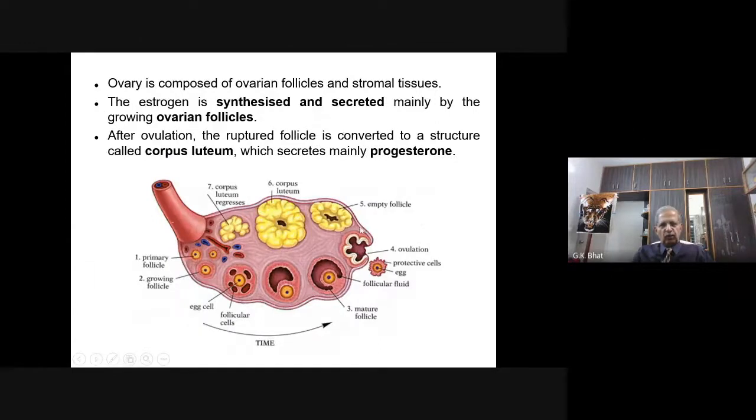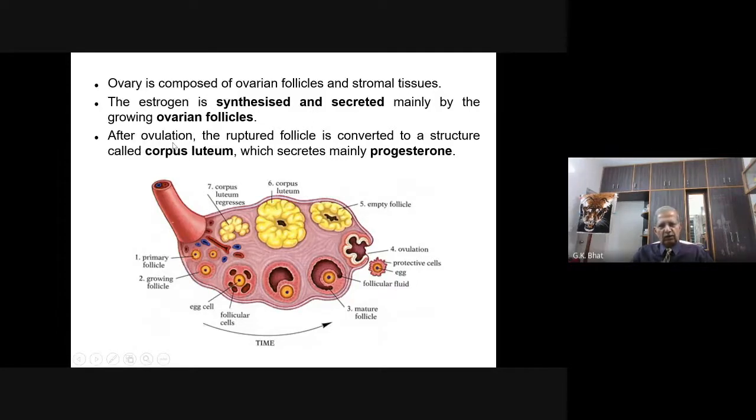The ovary is composed of ovarian follicles, which is what you see here, and stromal tissue, which is the tissue in between. The estrogen is synthesized and secreted mainly by the growing ovarian follicles. These are the growing follicles, and they secrete the estrogen.